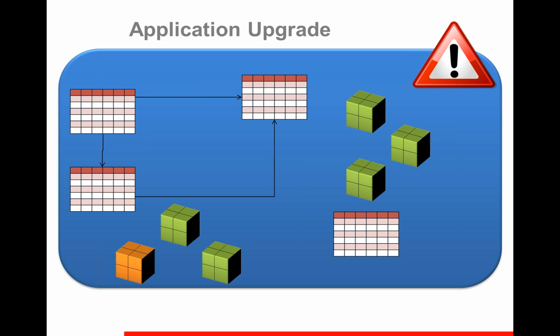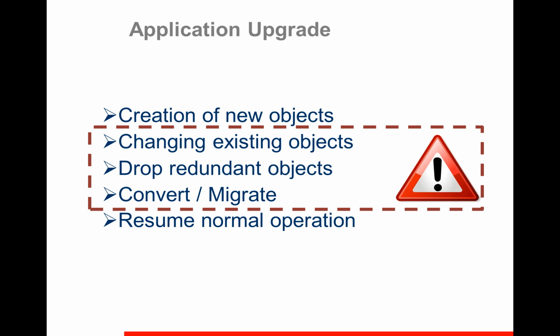And if you drop a table, chances are, well, near 100%, that the table is being used by some other object, a view, a package, or a procedure, and it will be invalidated. If the table wasn't used, why was it there in the first place? So when you do an application upgrade and you're creating new objects, there's no problem. If you change existing objects, drop redundant objects, or convert or migrate, you're facing problems. And if you've resolved them, then you can resume normal operation.